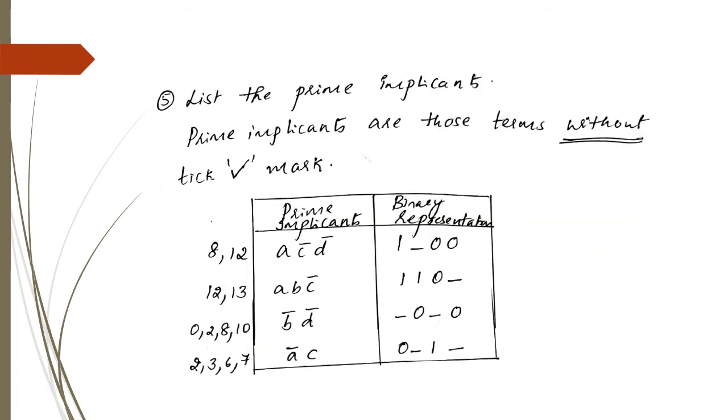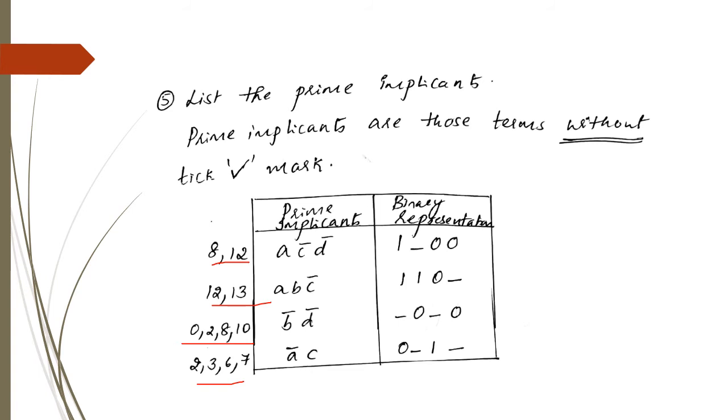So next is listing the prime implicants. Prime implicants are those terms without the tick mark. Just compare the previous table and check whether it has min terms without a tick mark. After comparing, we'll get this. We see that 8 12, 12 13, 0 2 8 10 and 2 3 6 7 don't have a tick mark in front of them. So just consider those as prime implicants.